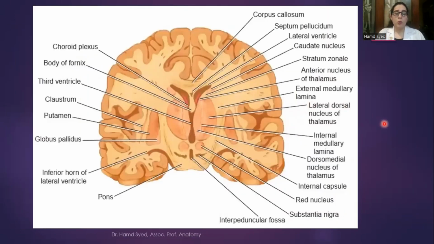Okay, so here is a coronal section now through the brain. And you can see over here that this here is the dorsomedial nucleus of the thalamus. These are the paired thalami, right? So they are two in number, one on either side of this third ventricle present in the midline. So looking at the thalamus of one side, we see the dorsomedial nucleus and the internal medullary lamina. Then lateral to that is the lateral dorsal nucleus of the thalamus, and outer to that is the external medullary lamina, and then comes the internal capsule, that is the posterior limb of the internal capsule.